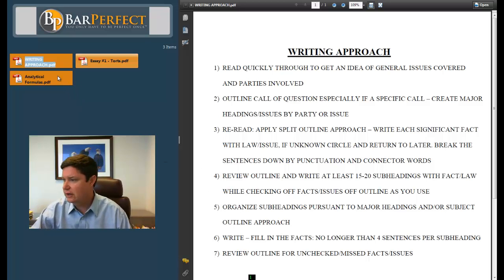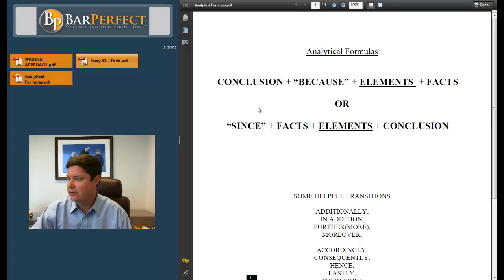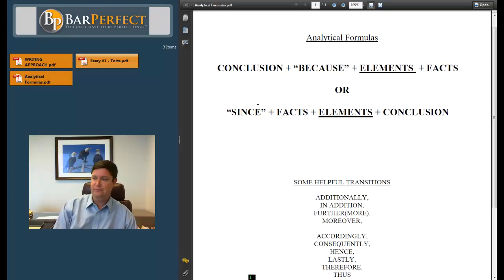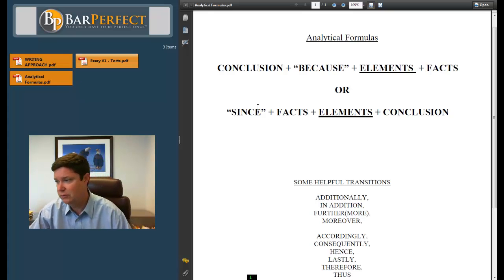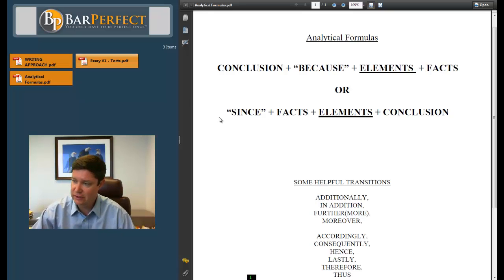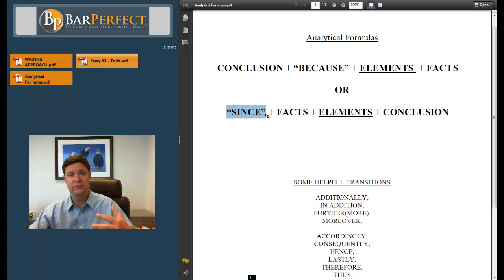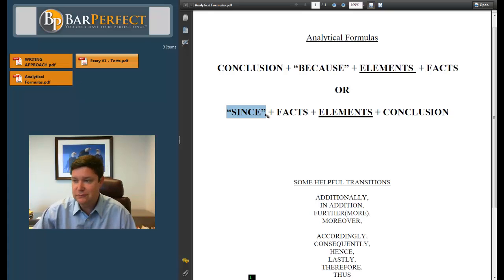Okay. Just finally, quickly, what I have here is what we call the analytical formulas, which help you build a sentence structure. We have 2 analytical formulas: conclusion, because, elements and facts; and since, facts, elements, and conclusion. You're thinking, well, what does that mean? Okay, so let's use this. The 2 things that you really need to remember are because or since. I always think of Dorothy of the Wizard of Oz, because. Well, let's see how that works.